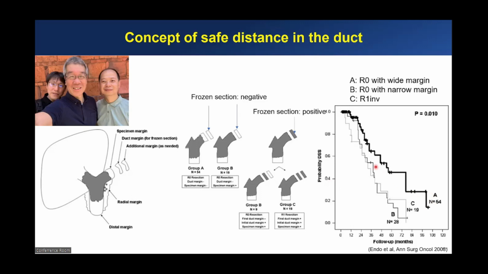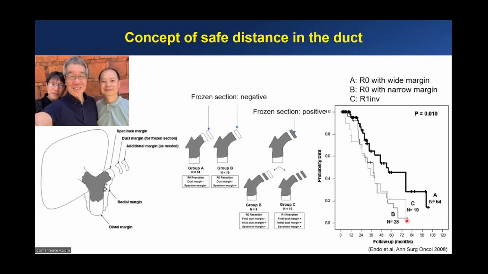So the point is here. This is group A. R1 with wide margin is better than R0 with narrow margin. And R0 with narrow margin shows a survival comparable with patients with R1 invasive margin.